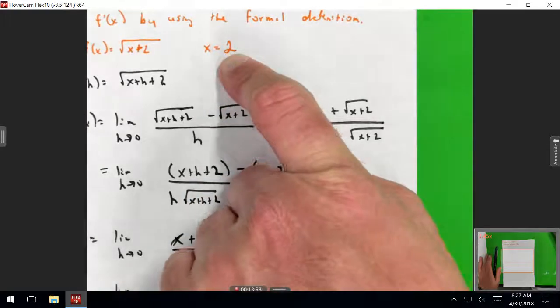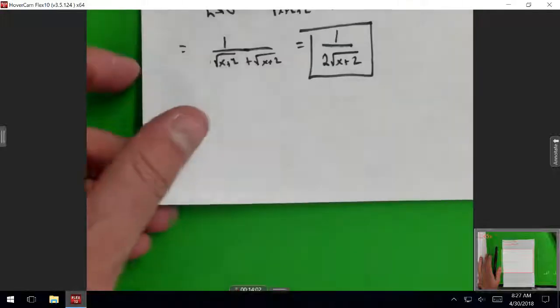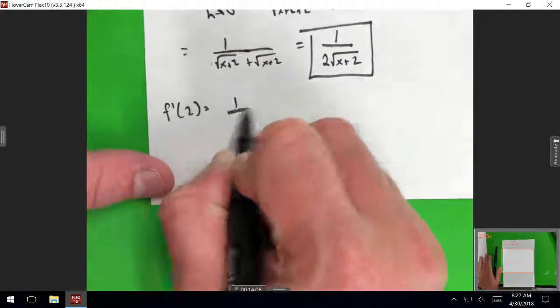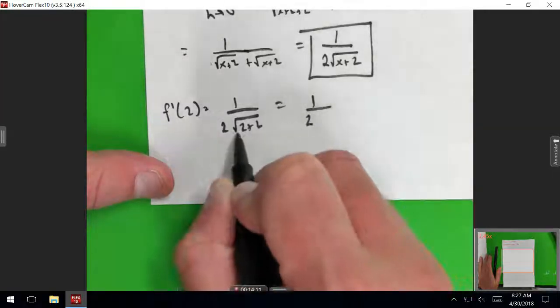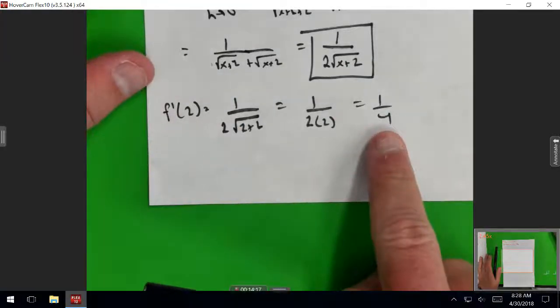Don't forget to do this tomorrow. What's the slope? How do I find that? Take that and plug it into the derivative. So there's your derivative. Now, I'm going to plug that in. Two plus 2 is 4. Square root of 4 is? So I get 1/4. So my slope of my tangent line there is 1/4.